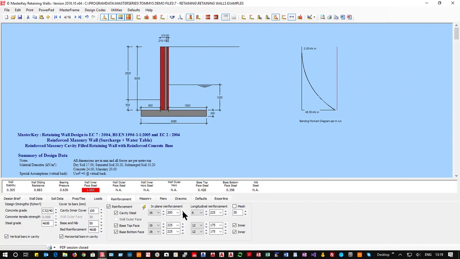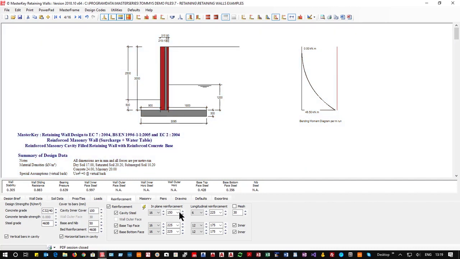We could go for 16s at 150, 16s at 150 placed in the cavity, and we are done. So very simply doing a reinforced masonry wall. And I repeat for those of us, and actually we would probably go and use the 500B, slight change.